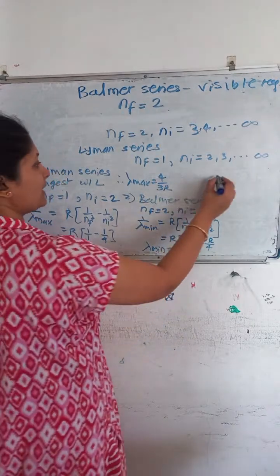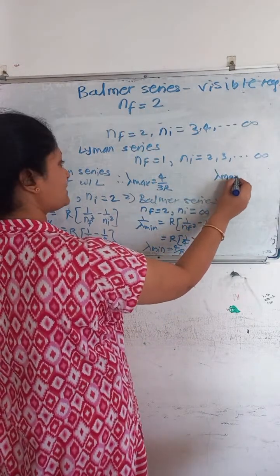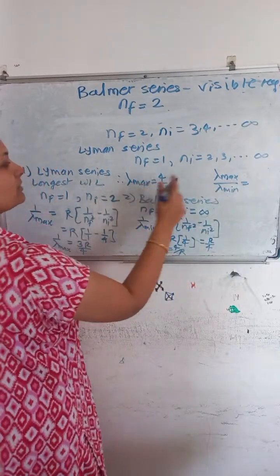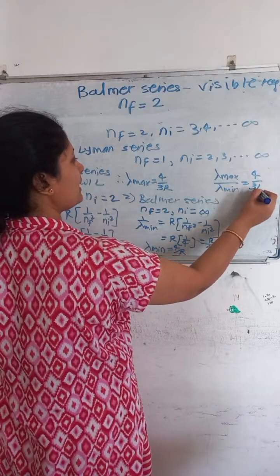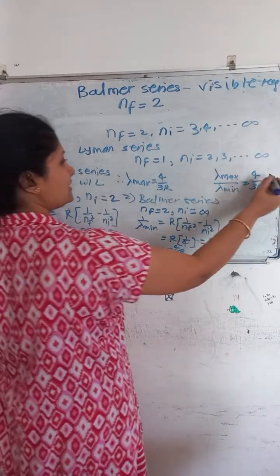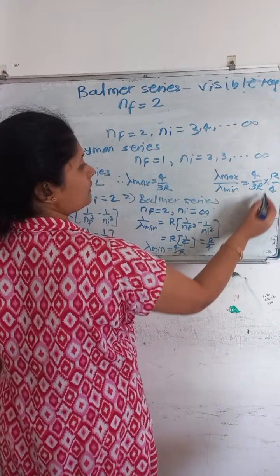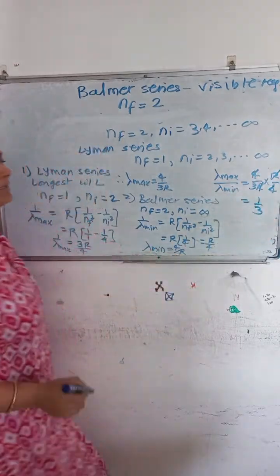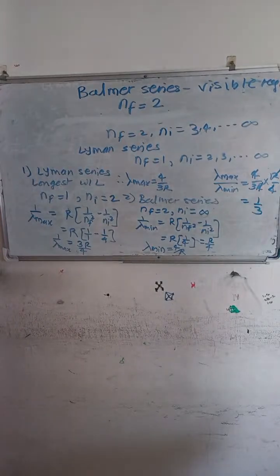If you take the ratio of lambda max by lambda min, lambda max I got as 4 upon 3R, and for minimum the reciprocal gives R by 4. So R gets cancelled, 4 gets cancelled, and the answer is 1 by 3. This is a 3-mark question. Mark it as (a) and (b).